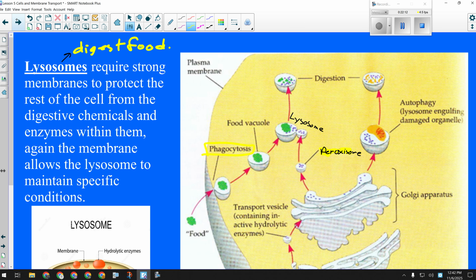All right, lysosomes. Job of the lysosome, digest food. Therefore, they're only going to be in what kind of cell? Plant or animal? Animal. Lysosomes are an animal-only organelle. Everything else we've talked about, it's in both.